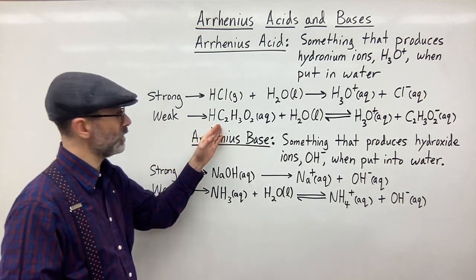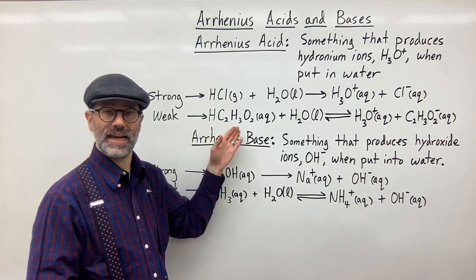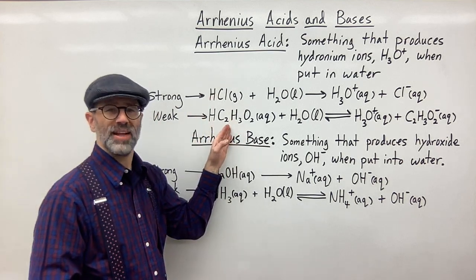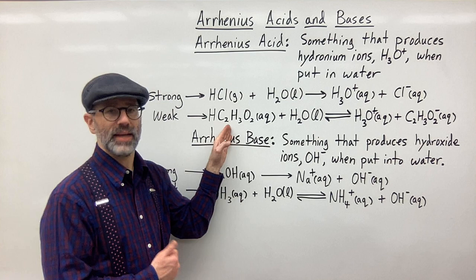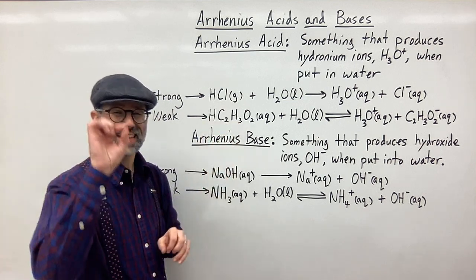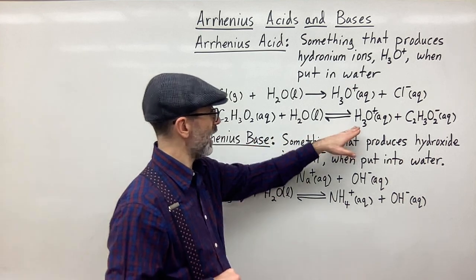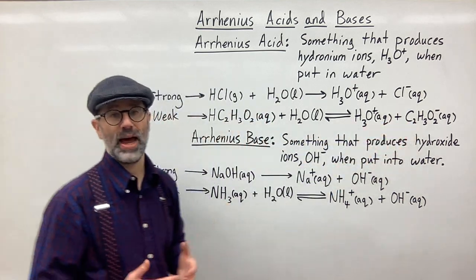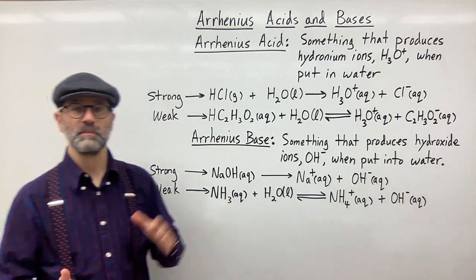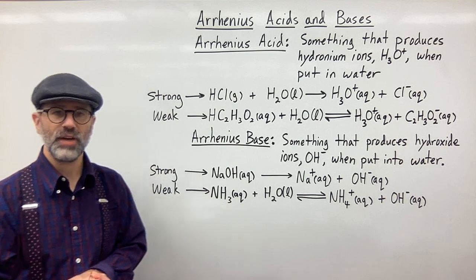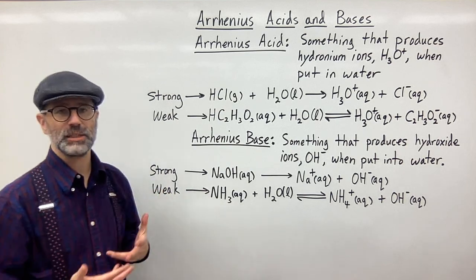So when you throw this acid in water, like acetic acid, most of it is going to be in this form. Like maybe 99.9% of the acid is going to be in this form, and a tiny fraction is going to ionize to produce these two. And so we call that a weak acid. Okay, so that's a review of the Arrhenius acid. Now let's talk about Arrhenius bases.